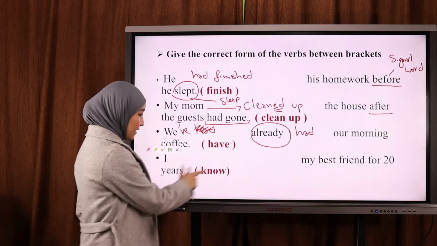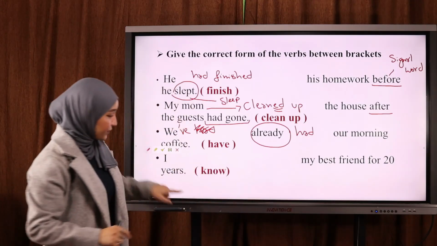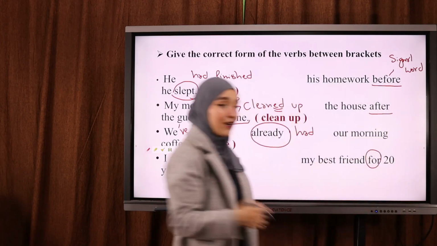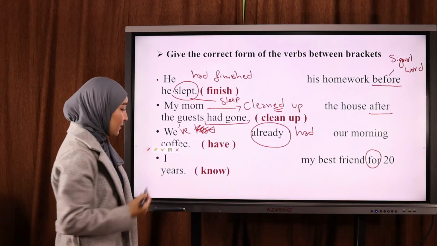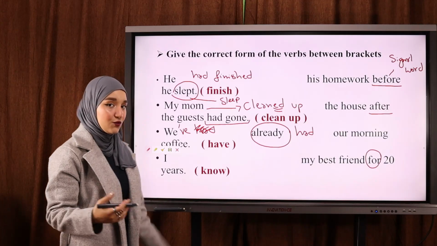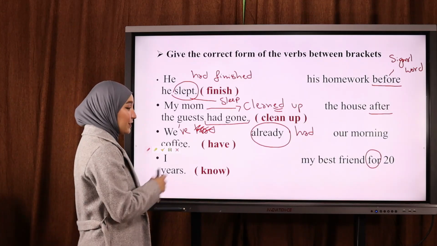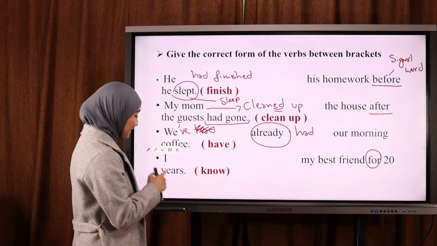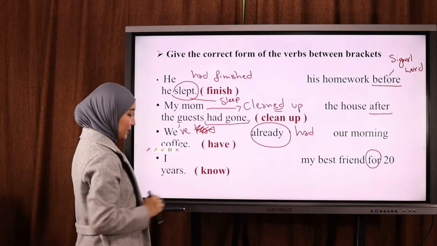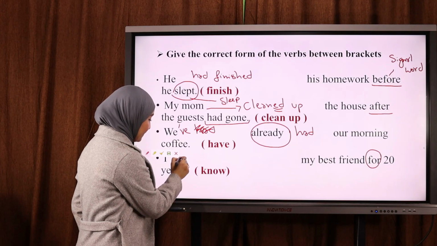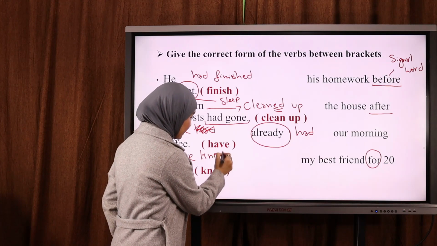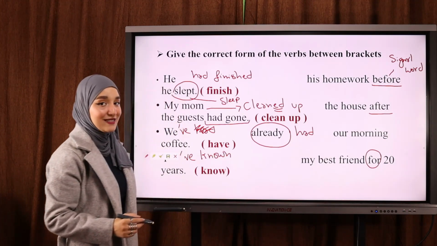The last example, I blank my best friend for 20 years. The verb know، أعرف. Another signal word, for، كلمة مساعدة أخرى، for، لمدة. So here I want to say تعرفت على صديقتي لمدة 20 years، 20 سنة. So this is a real example, by the way. A real life example. A realistic one. So what should I use? For 20 years. Yes, I've known.